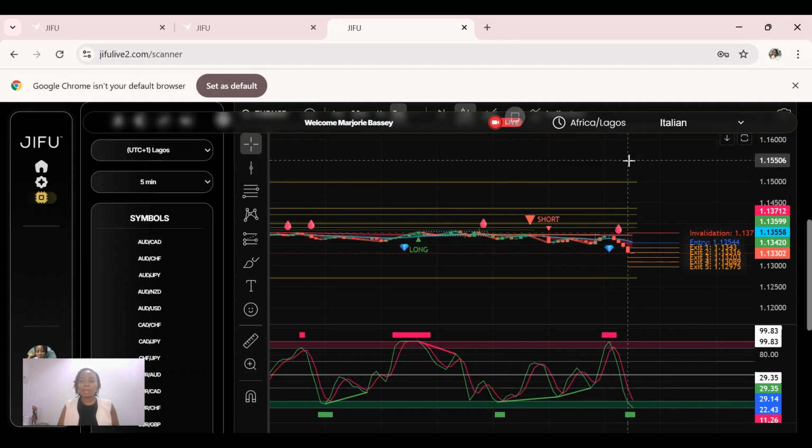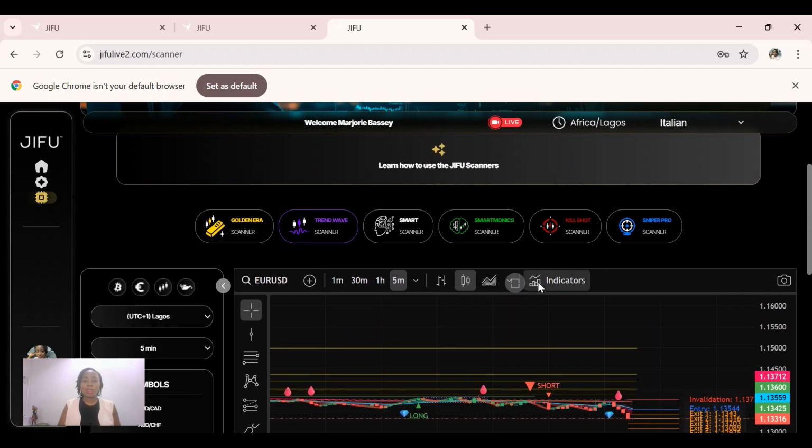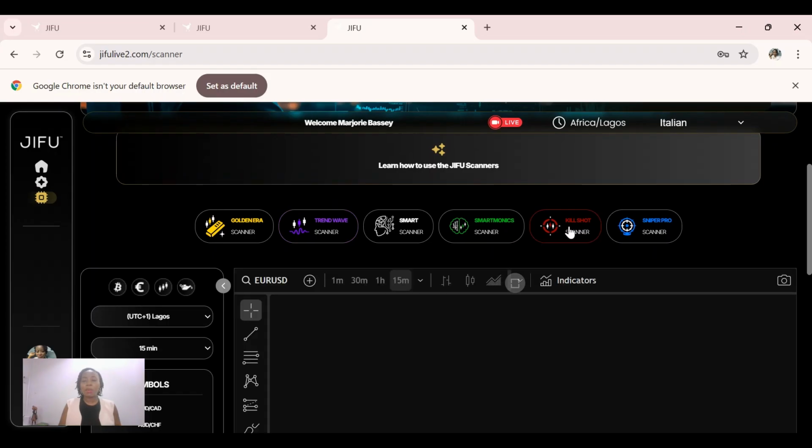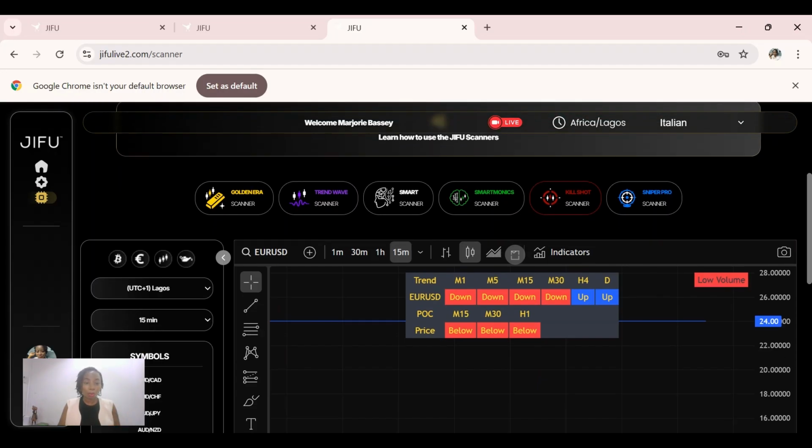So that is it. And then before we enter our strategy, let's go to the kill shot scanner. Now, the kill shot scanner, the trend wave actually gives you the trade idea and also gives you the entry points and exit points. Now, the kill shot scanner confirms your trend. It confirms what the trend has called for you.